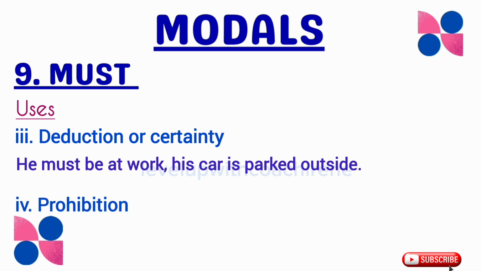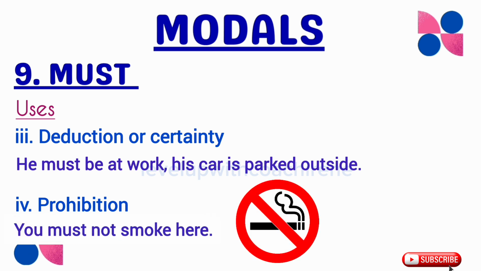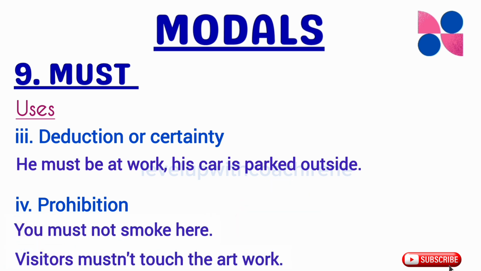Number 4, for prohibition. The negative form of must is used for prohibition. For example, you must not smoke here. Visitors mustn't touch the artwork. Must is one of the strongest modal verbs, crucial for conveying necessity, logical conclusions, and strong prohibitions in English.